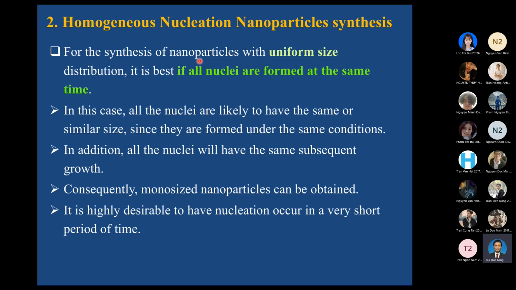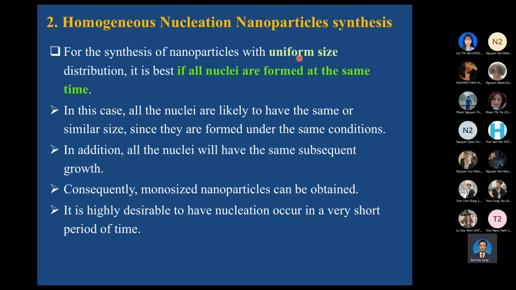For the synthesis of nanoparticles with uniform size distribution, it is best if all nuclei are formed at the same time. You have to take note of that when you design the process: nanoparticles with uniform size can only be obtained if all nuclei are formed at the same time.